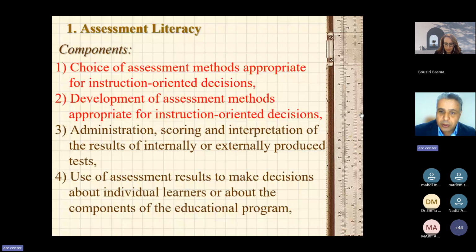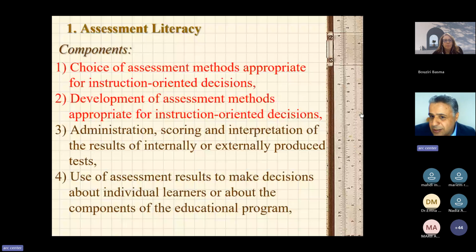So a teacher should know how to choose which assessment method to choose for each subject he or she, or let's say they, are teaching. Second, development of assessment methods that are appropriate for instruction-oriented decisions.